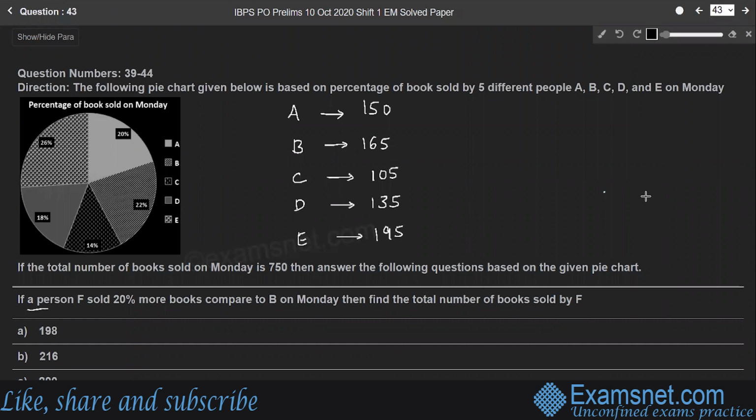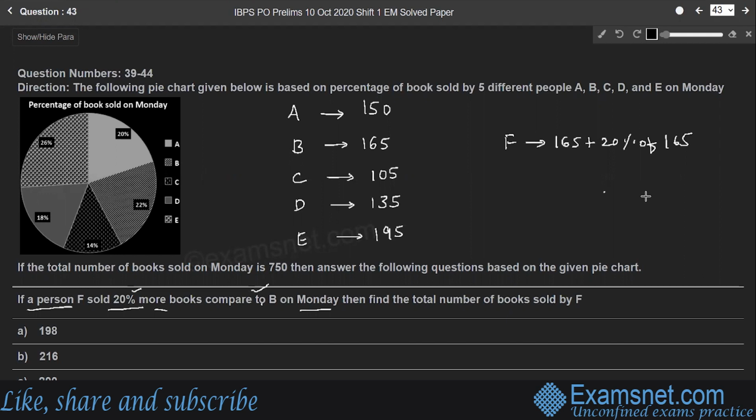Question 43. If a person F sold 20% more books compared to B on Monday, then find the total number of books sold by F. Here, consider a person F who sold 20% more books. That means 165 plus 20% of 165. Right? Which means 20% more books compared to B on Monday.